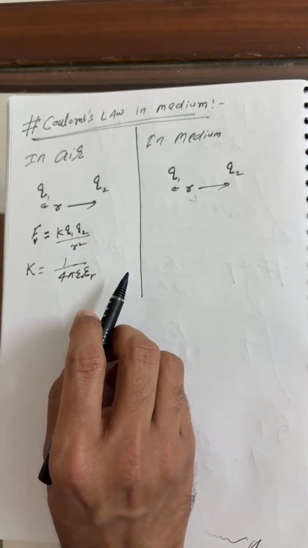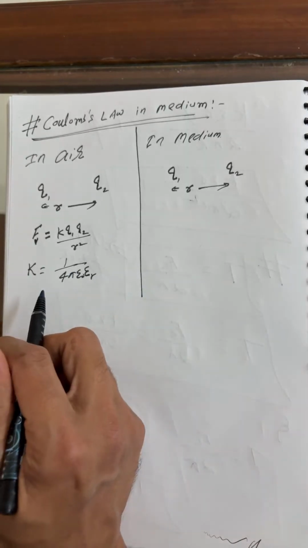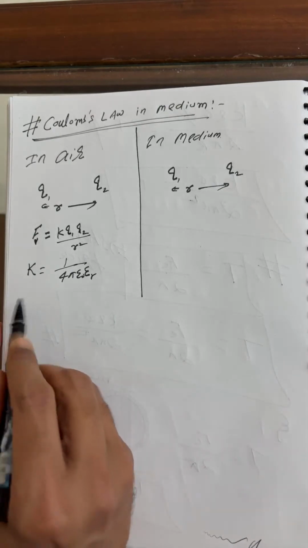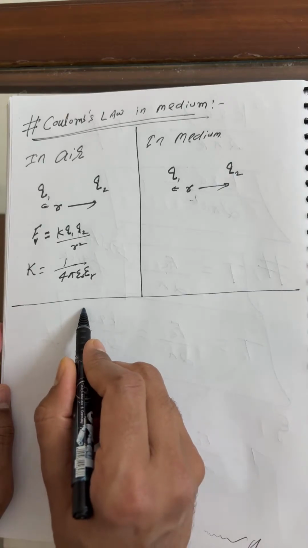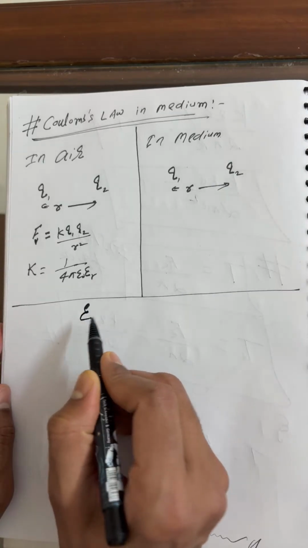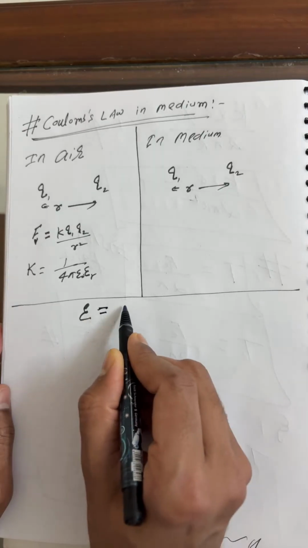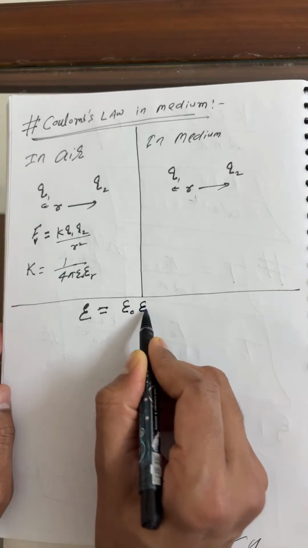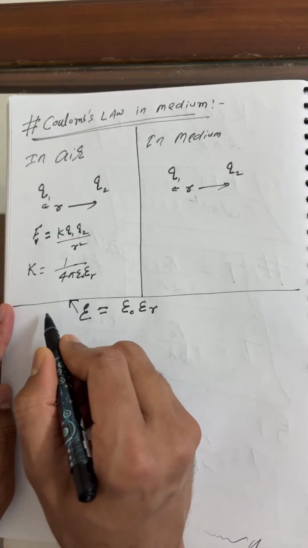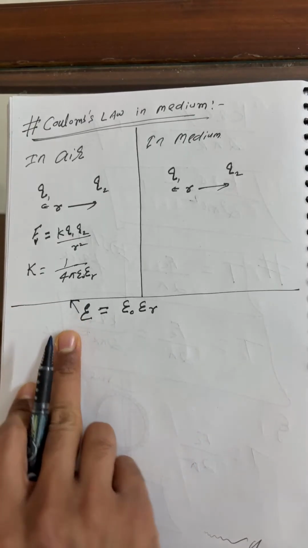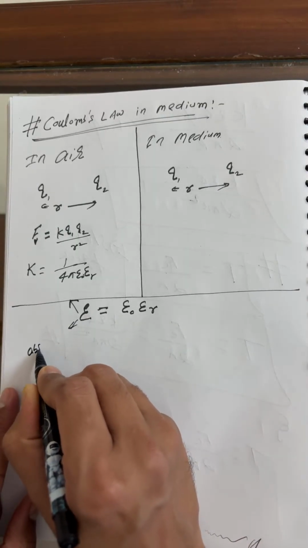Here I can discuss this with all the points. Why yesterday I said directly 1 by 4 pi epsilon? There is something you have to discuss separately, so I'll tell you a few basic points. This epsilon is epsilon naught into epsilon r.